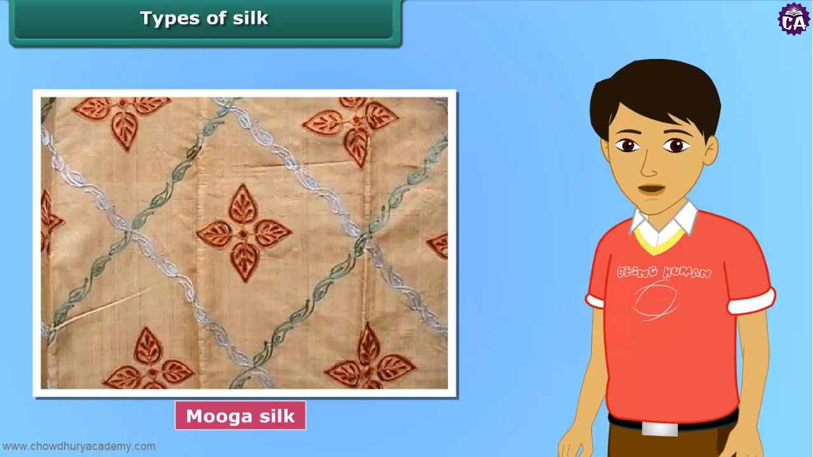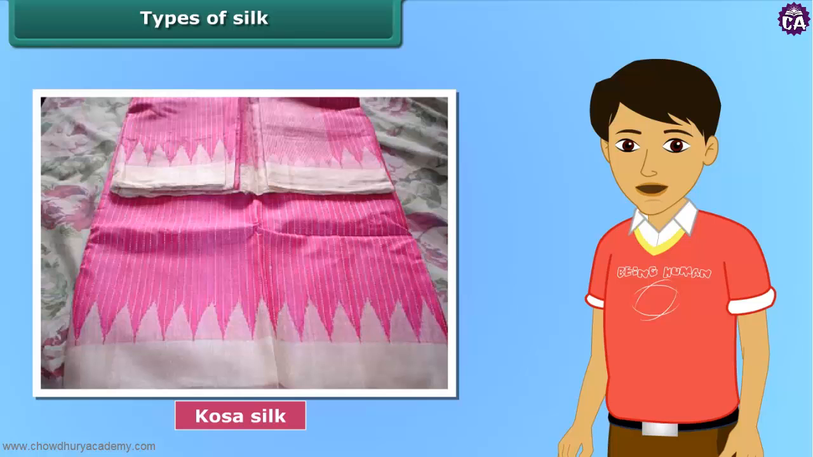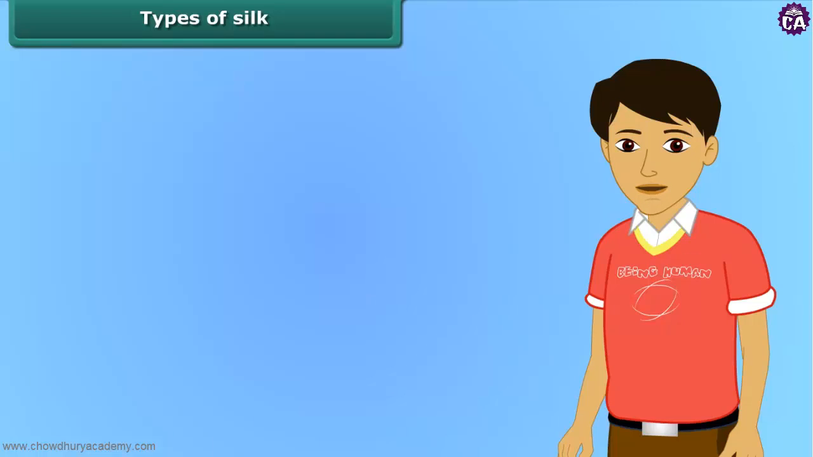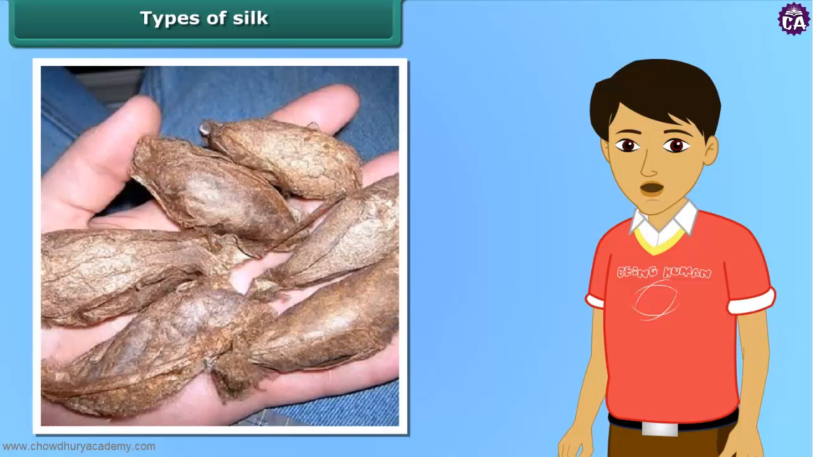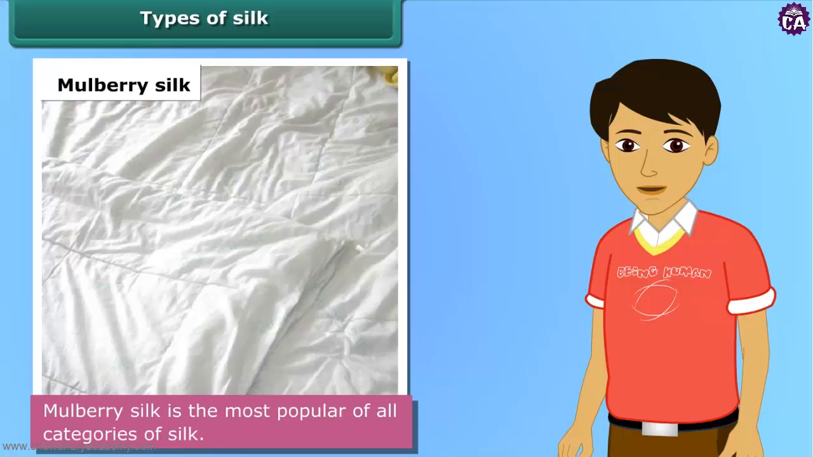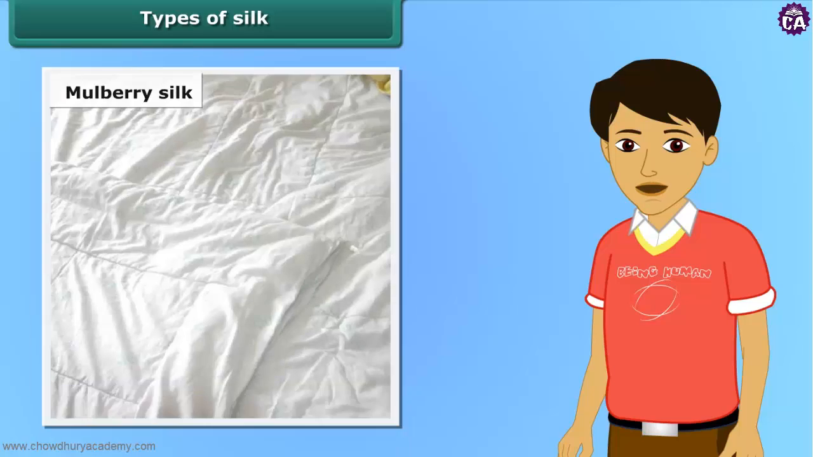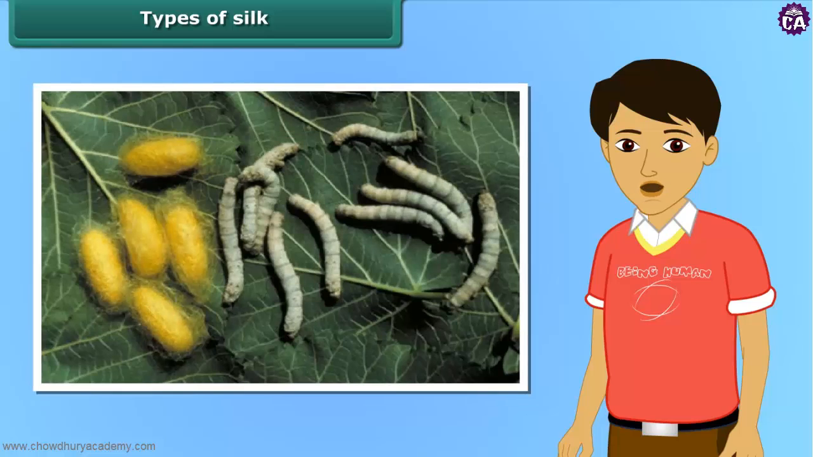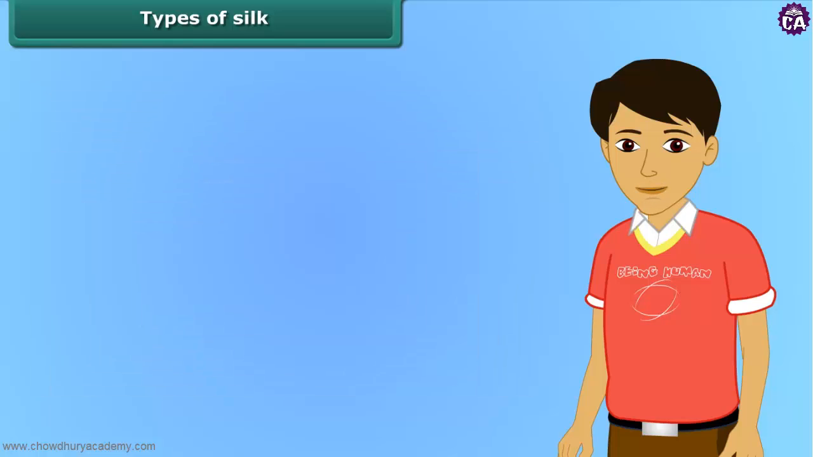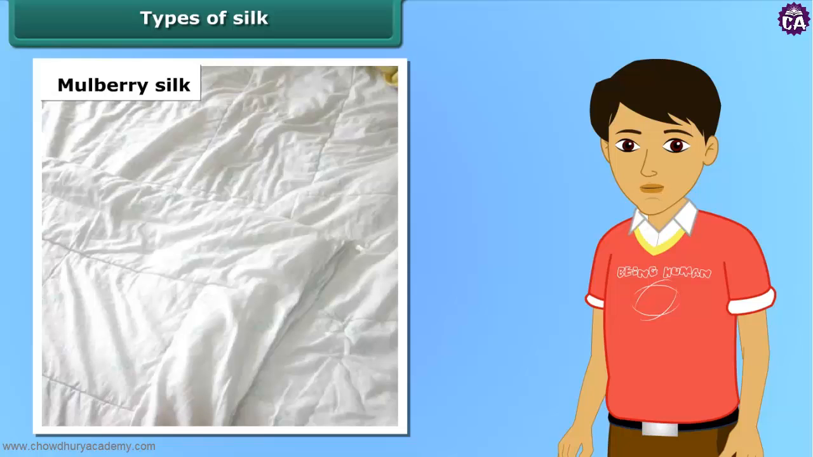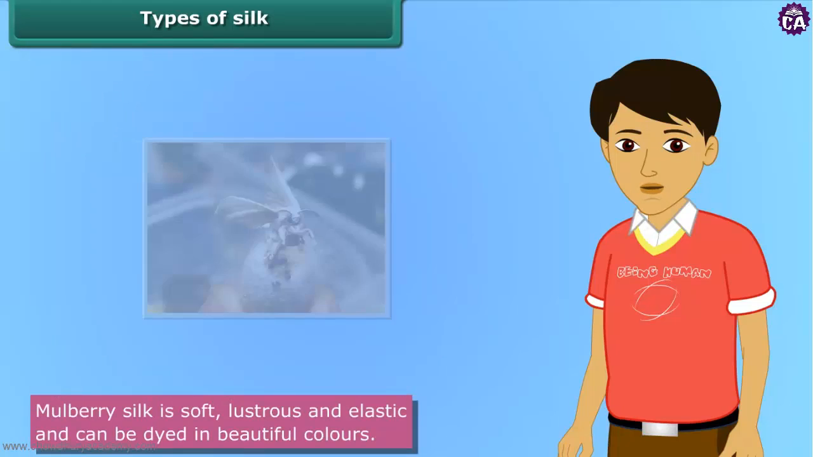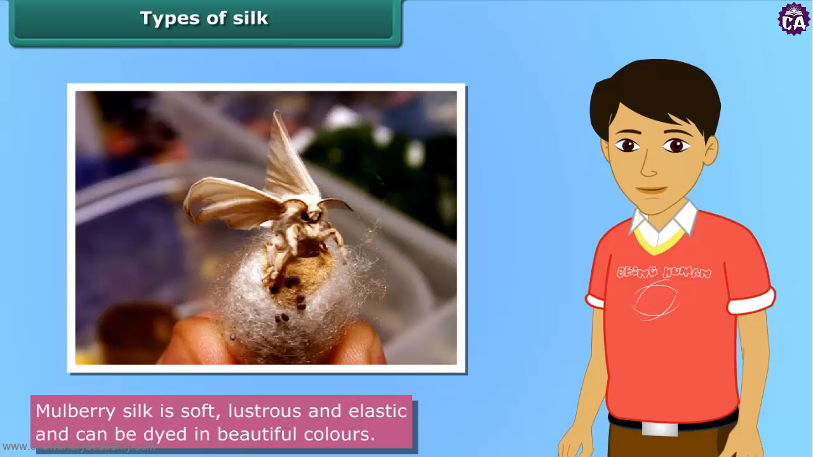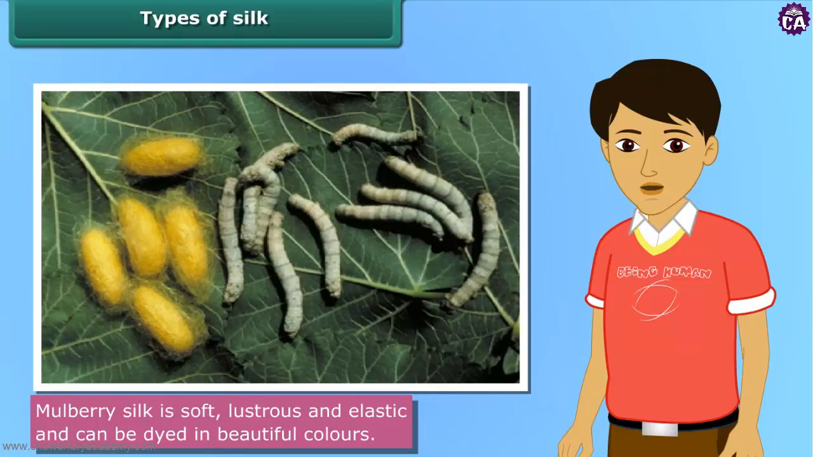Tussar silk, Munga silk, and Kosa silk are different varieties of silk. These silks are obtained from the cocoons spun by different types of moths. Mulberry silk is the most popular of all categories of silk and is produced by the mulberry silk moth that completely feeds on the leaves of the mulberry plant. These moths are reared indoors and completely domesticated. Most of the commercial silk is mulberry silk. The silk obtained from the cocoon of this moth is soft, lustrous, and elastic and can be dyed in beautiful colors.